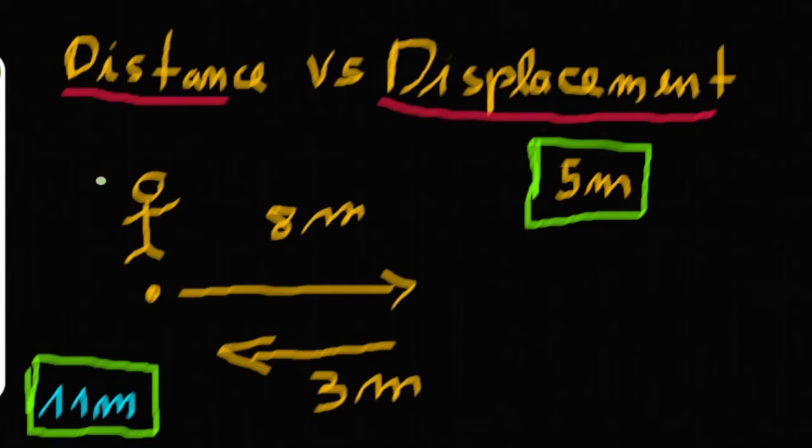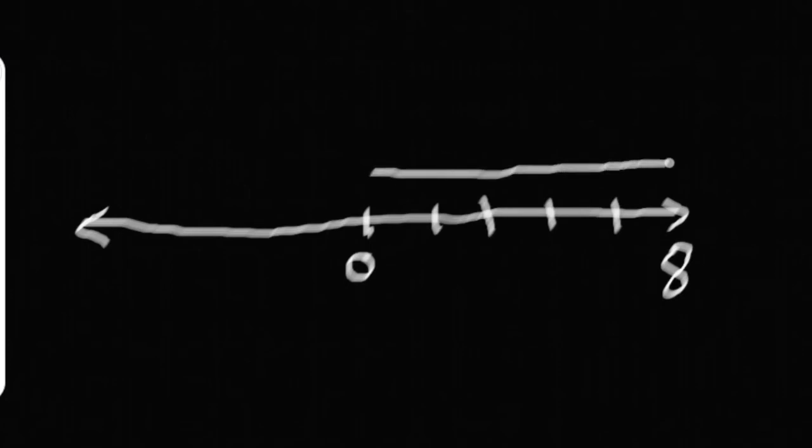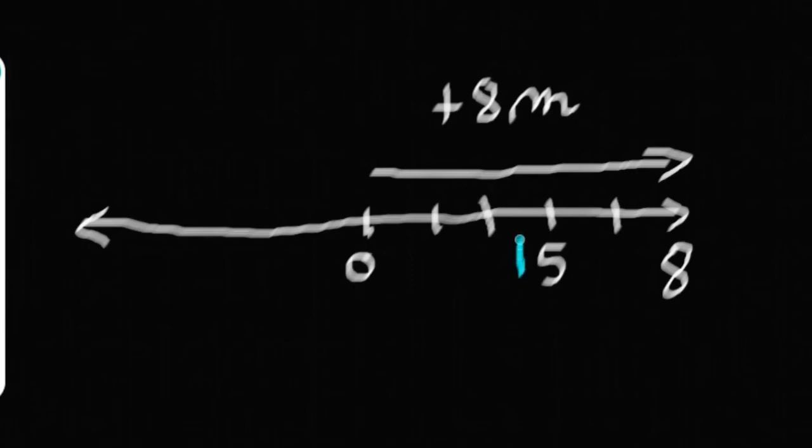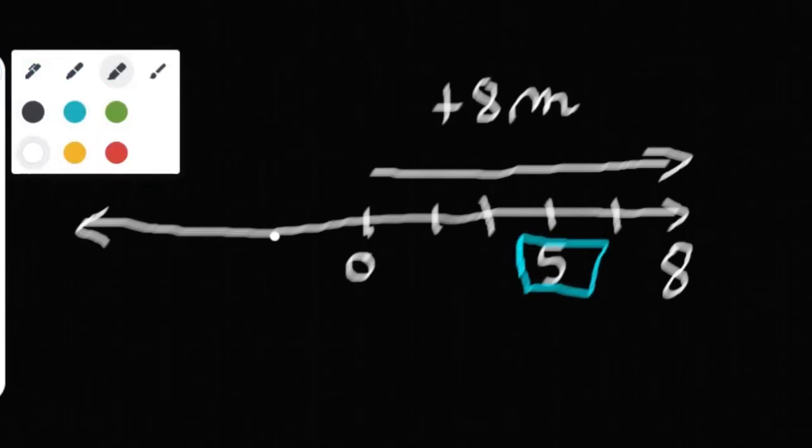His final position is position 5. His initial position is 0. So his displacement is positive 5. He went from A to B, and so that's the basic idea behind displacement. The total distance is 11.